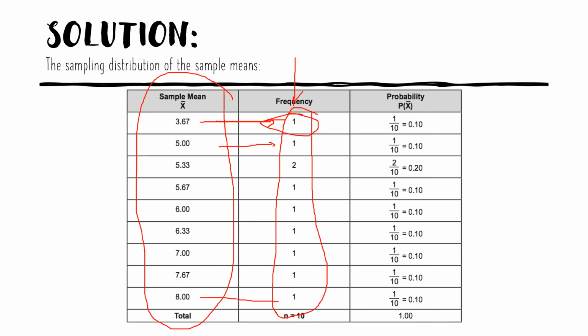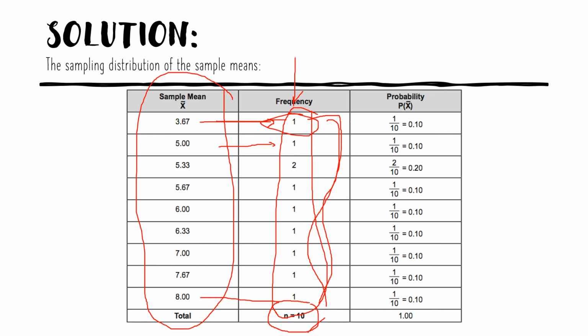Since 3.67 and up to 8 as your values of your sample mean reflected only one time in your previous table, then the frequency that we can assign to each value of your sample mean is equal to 1. Now, if we get the total of this one, it should be equal to 10. That will be your sample size now. So the total or sum of these frequencies under your second column must be equal to 10, or your total sample size.